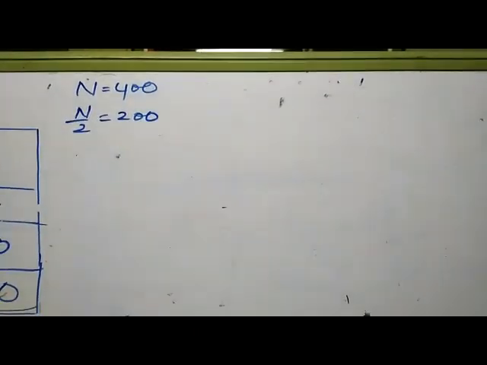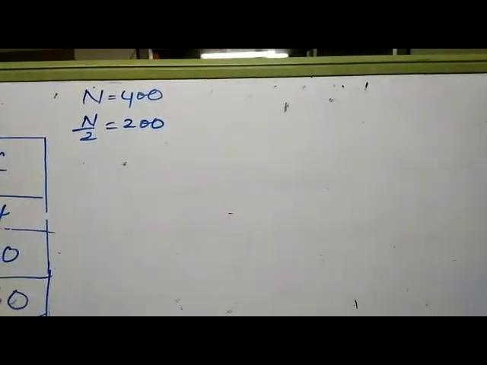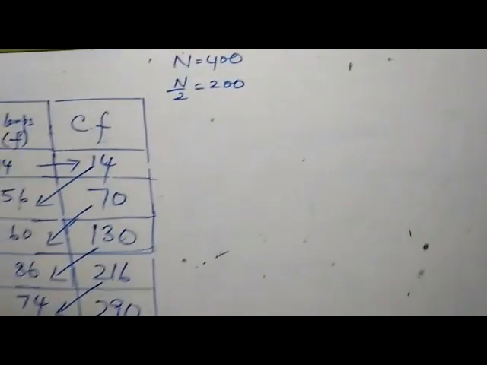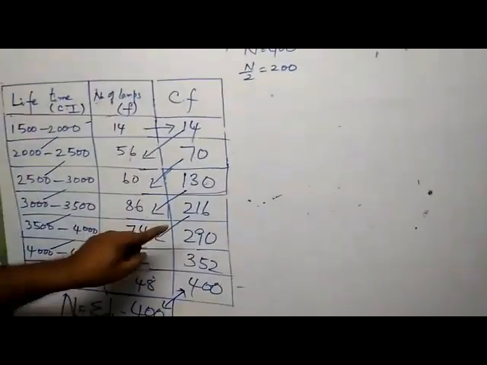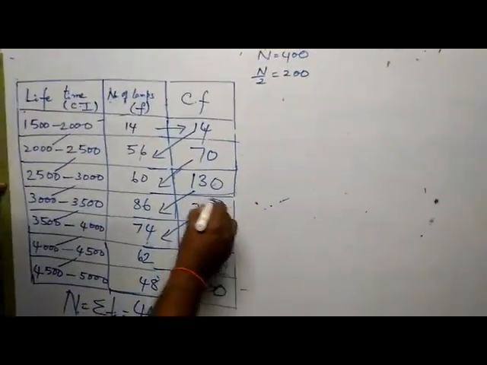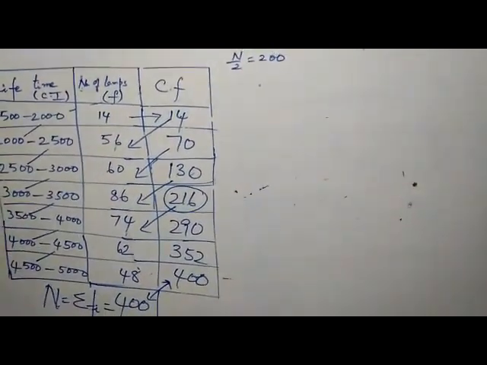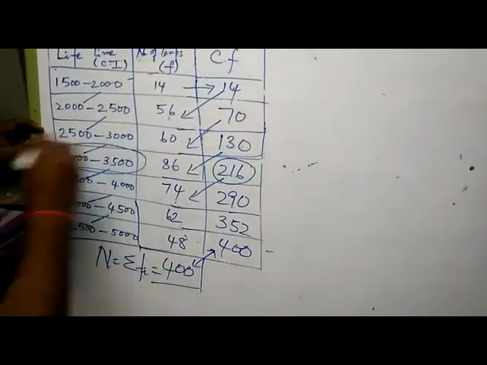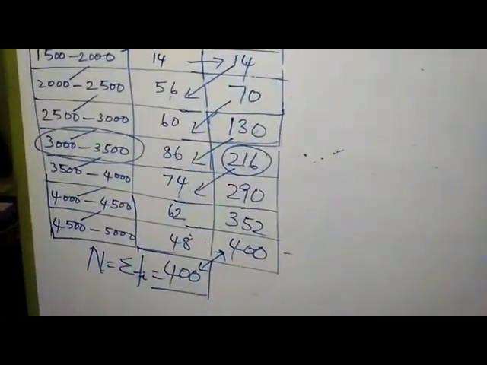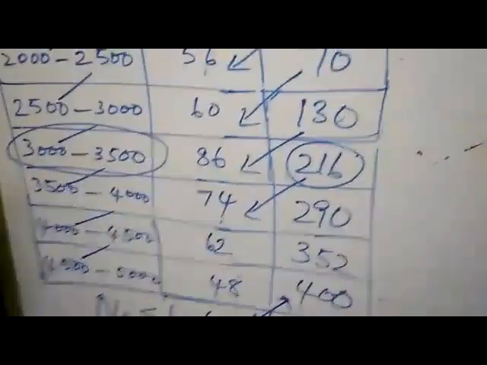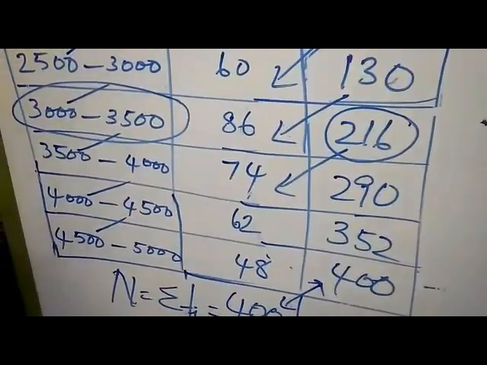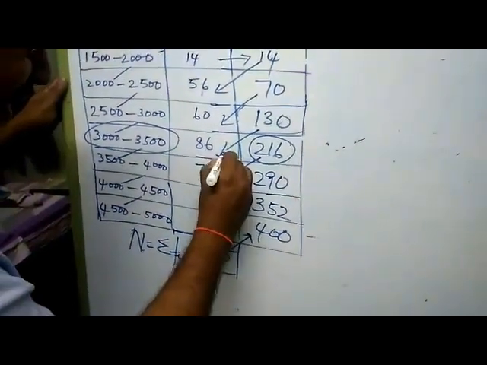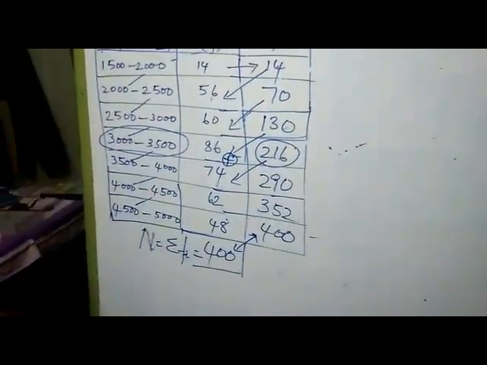Now the next step is to find the median class. The CF just greater than 200 is 216. The corresponding class is nothing but the median class. Now the median class is 3000 to 3500. Frequency is 86.